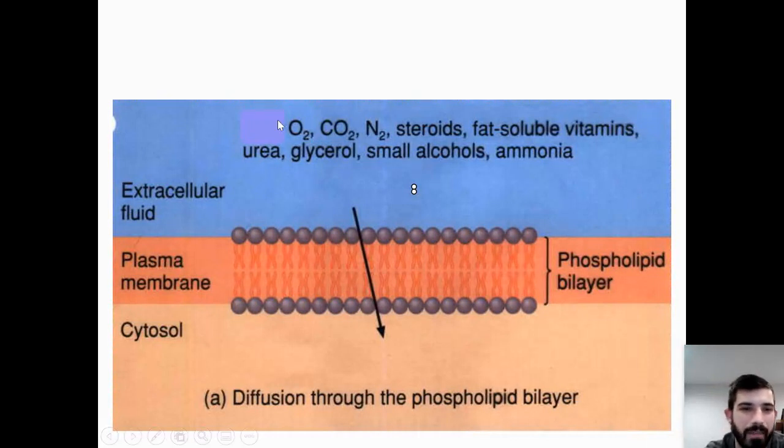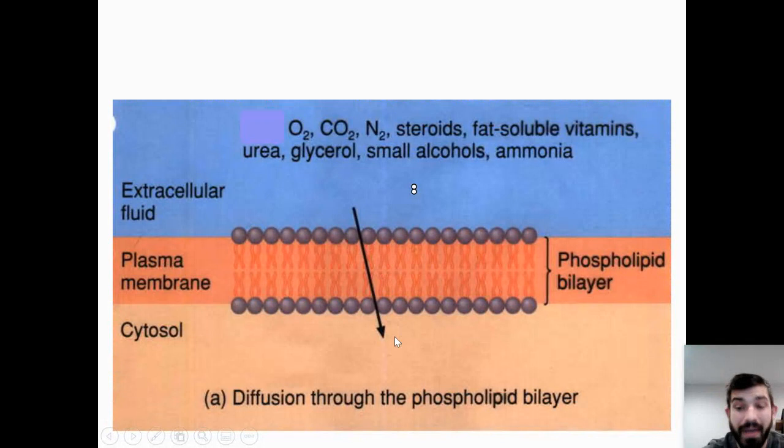Anyway, smaller molecules like oxygen gas, carbon dioxide, nitrogen gas, steroids, fat-soluble vitamins, urea, which is part of urine, glycerol, some alcohols, and ammonia are among many examples small enough to just go straight through the phospholipid bilayer, right through it.